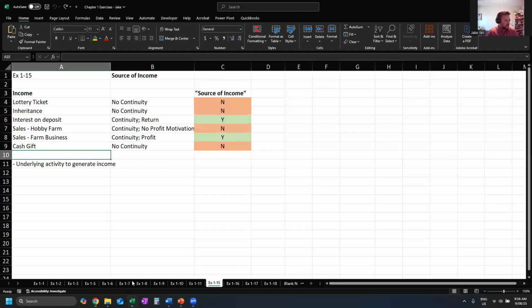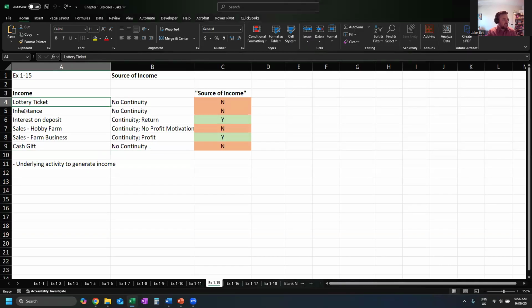So when we go to the solution page, our lottery ticket, inheritance, and cash gift, none have continuity, so they are not sources of income. The interest on deposit, there's continuity by virtue of property we own, and there's an expected return, so that's yes. And for the hobby farm and the farm business, only one has a profit motive. So the one with a profit motive is a source of income.